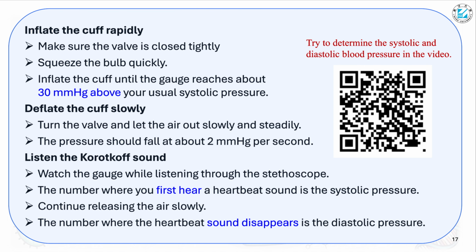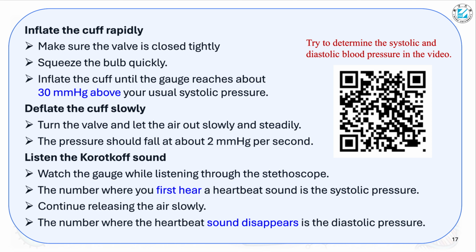Now, we are ready to inflate the cuff. First, make sure the valve is closed tightly. Then, squeeze the ball quickly to inflate the cuff. Inflate the cuff until the mercury level reaches about 30 mm of mercury above the person's usual systolic pressure.